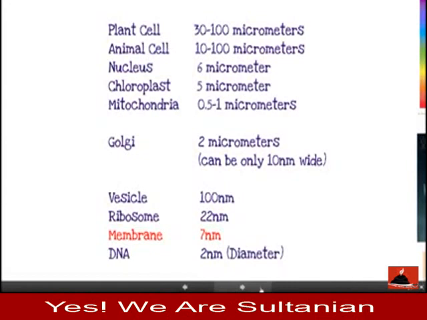But that's the length along the longest axis, and it's only about 10 nanometers wide in a lot of cases, maybe sometimes a little bit more, but that's below that value, so it is getting very difficult to see. Vesicles are about 100 nanometers, so they're definitely below that cutoff. Ribosomes 22. Membranes, that's probably one that you really need to know. Membranes are about 7 nanometers thick.